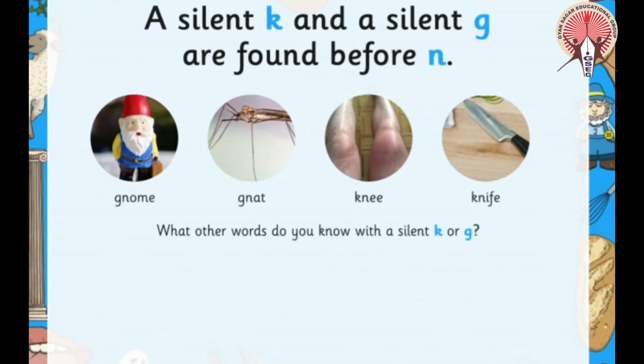Now, let us talk about a silent K. A silent K is there before N, and a silent G is there before N too. Whenever you see the letter K and the letter G before the letter N, you are going to keep them silent. You are not going to pronounce the sound of these letters. It will be silent before N. Remember students, before N, K and G are silent. For example, in gnome, gnat, knee, knife.